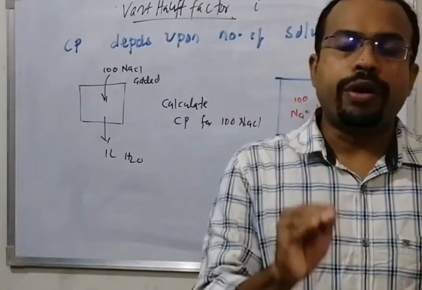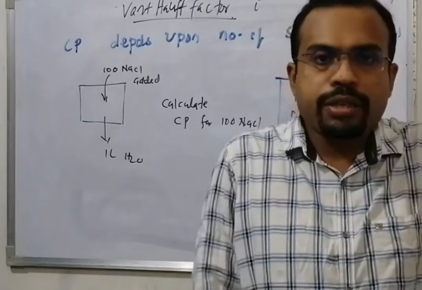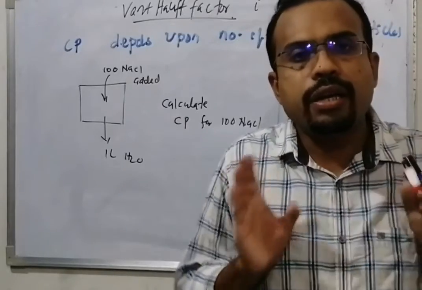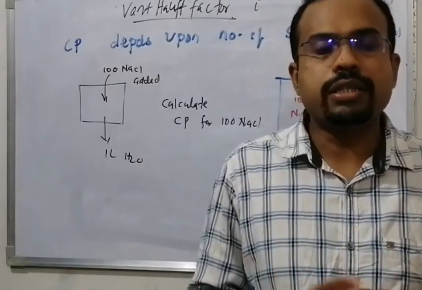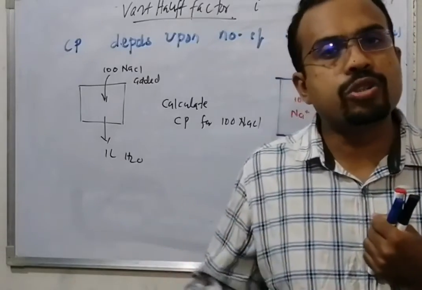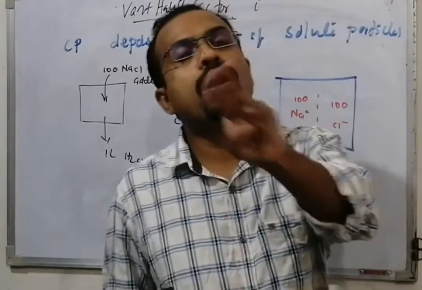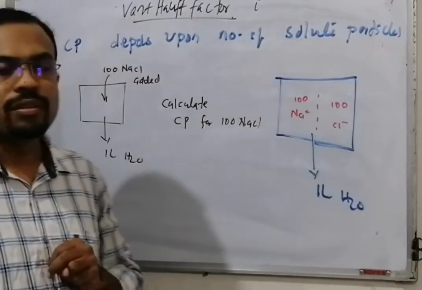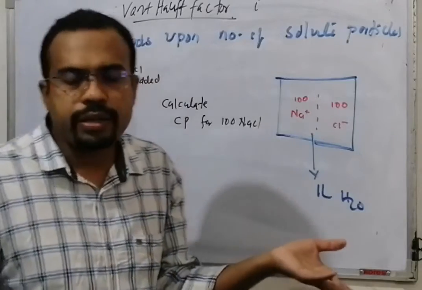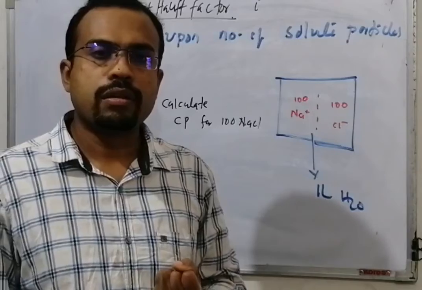In my spoon, I have only 100 sodium chloride, but after reaching water, the scenario entirely changed. They dissociated, and there is 100 sodium ion and 100 chloride ion. For water now there are 200 solutes. Okay, it's not sodium chloride. For water there are 200 particles.